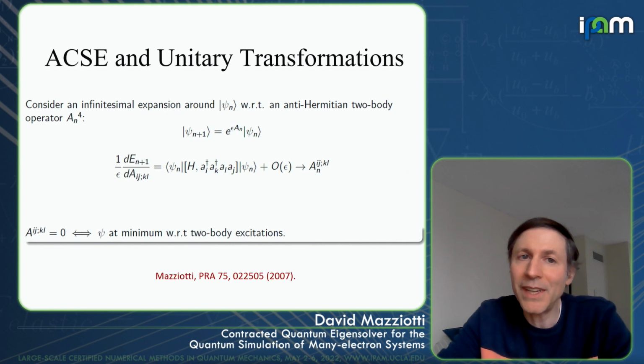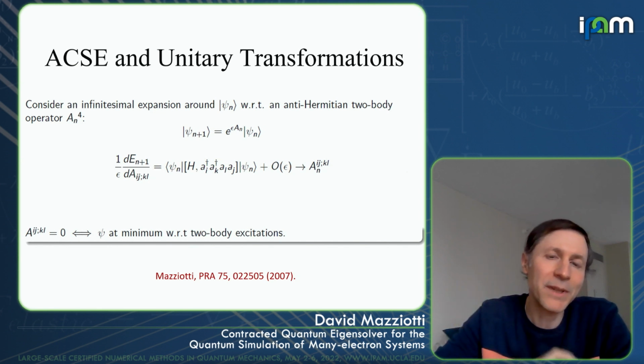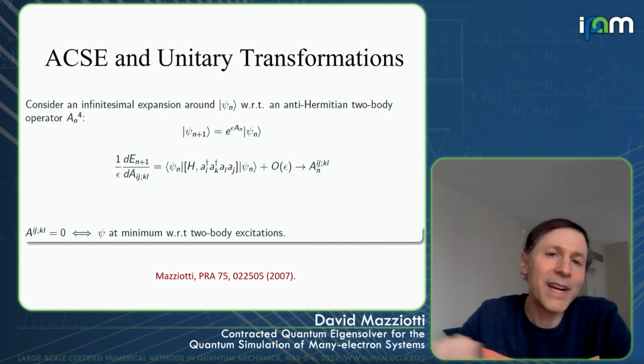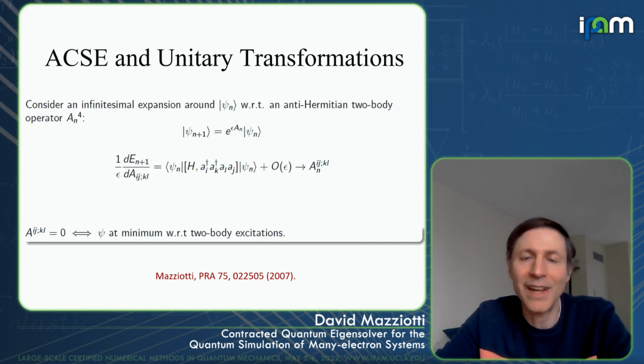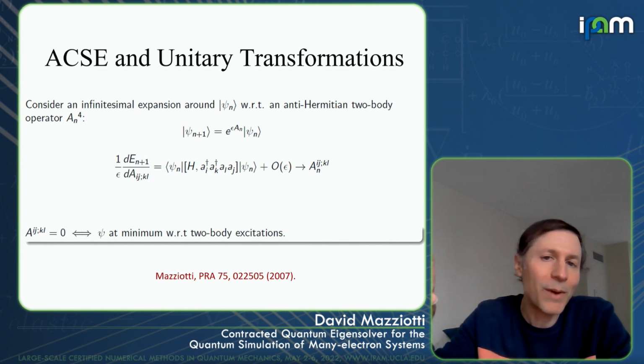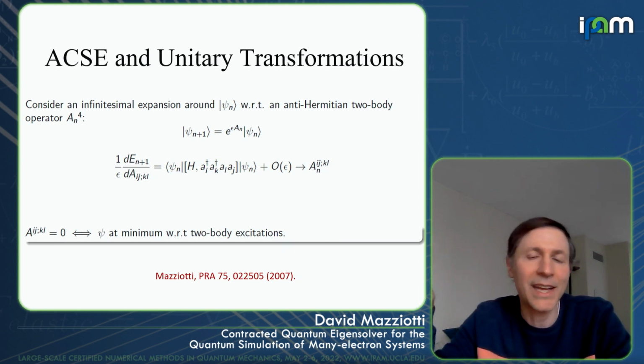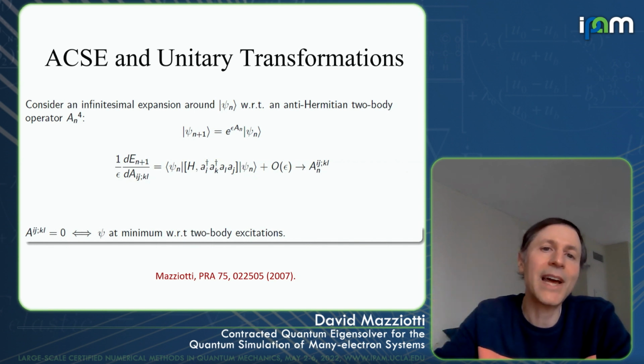There's an important link between the anti-Hermitian part of the contracted Schrödinger equation and unitary transformations. If we consider an infinitesimal expansion around the wave function with respect to an anti-Hermitian two-body operator A sub n, then we can write an iterative algorithm for updating the wave function in the following fashion. We take our wave function at iteration n, and we apply the exponential of this two-body anti-Hermitian transformation. So it's a two-body exponential transformation that's unitary. And this unitary transformation will now take us to the new wave function at n plus 1.